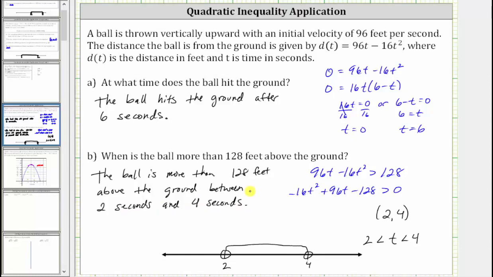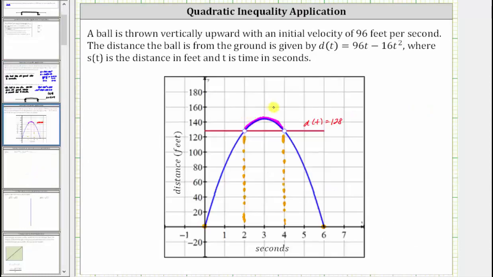And again, we can verify all this by looking at the graph. The ball is above 128 feet between 2 and 4 seconds, and again the ball hits the ground after 6 seconds. I hope you found this helpful.